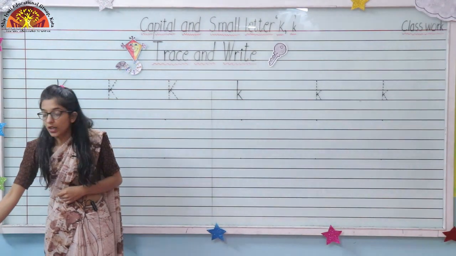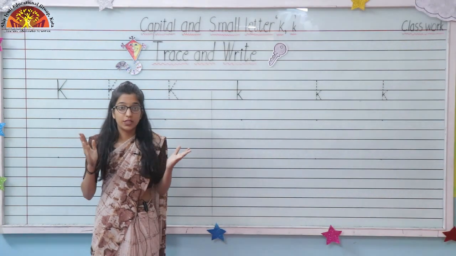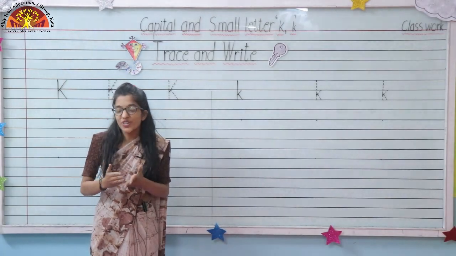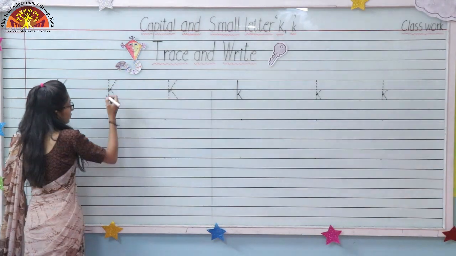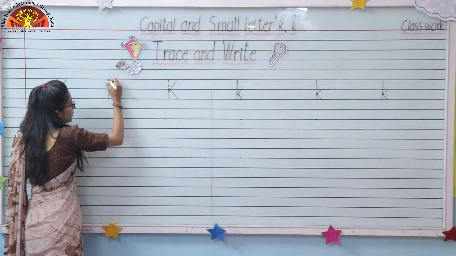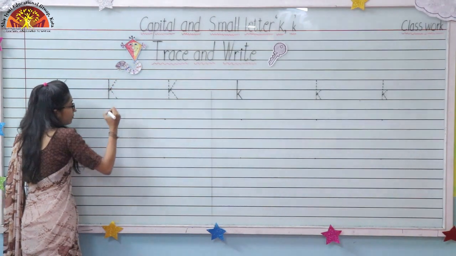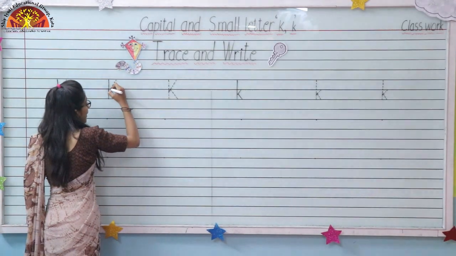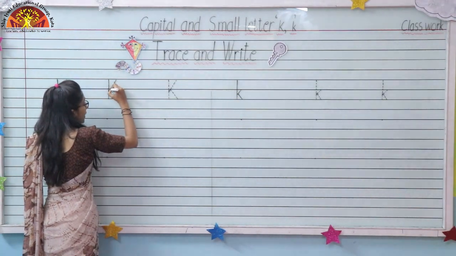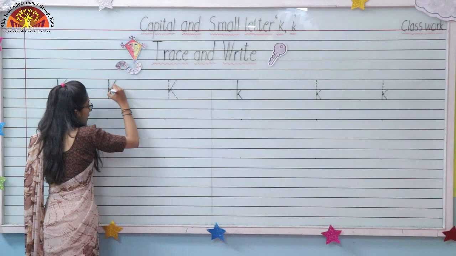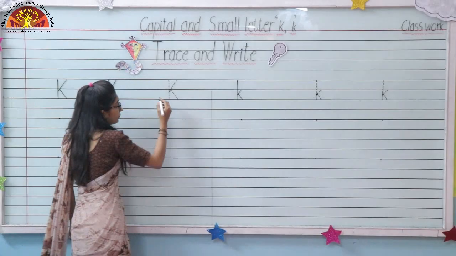Okay kids? Now let's write capital letter K. Before that we will do tracing. So everyone hold your pencil. First of all we have to make a standing line. Touch these lines properly. Then one slanting line from here. One more slanting line from second line like this.